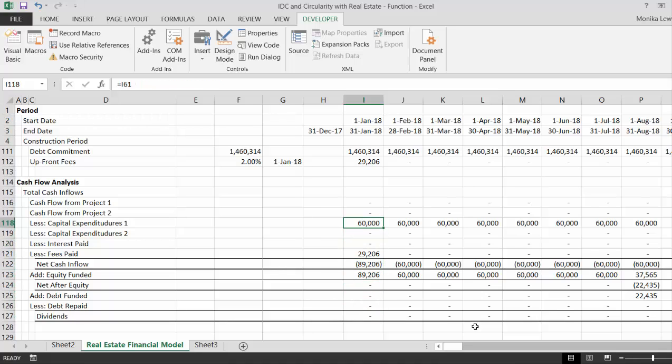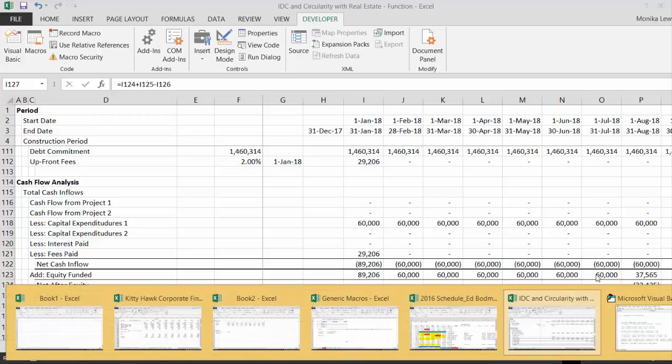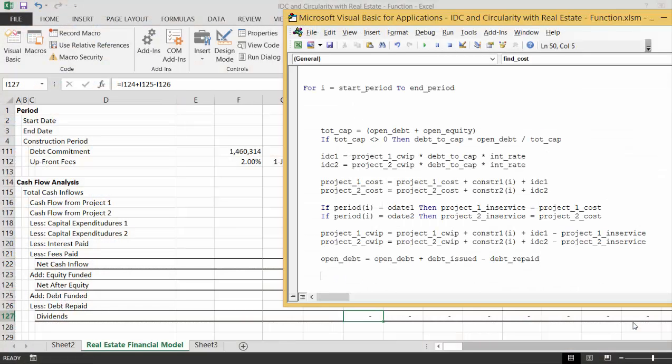And we're going to need to get the total cash flow first, and then the equity funded, and we're going to do the same thing for the equity. So we need the opening equity equals the opening equity plus the equity issued plus the net income minus the dividends.